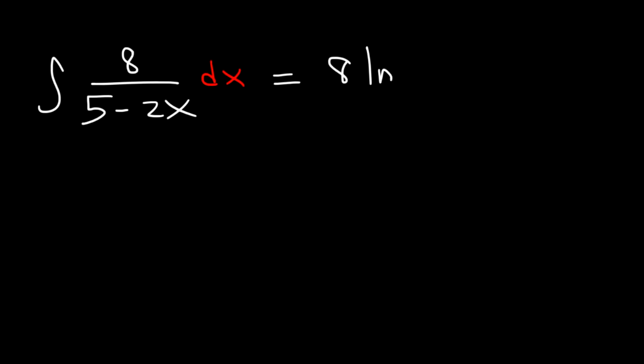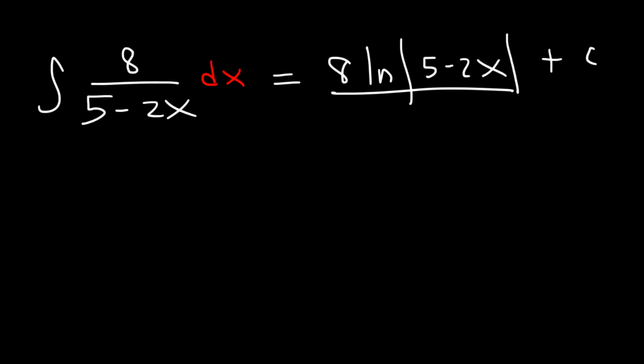Here's another one that we could try. What's the antiderivative of 8 over 5 minus 2x dx? So we're going to have a constant 8 times the natural log of the stuff in the bottom, 5 minus 2x plus c. Now, the derivative of the inside, the derivative of 5 minus 2x, is negative 2. So we're going to have to divide it by negative 2. So the answer is going to be 8 over negative 2, which is negative 4, ln 5 minus 2x plus c.